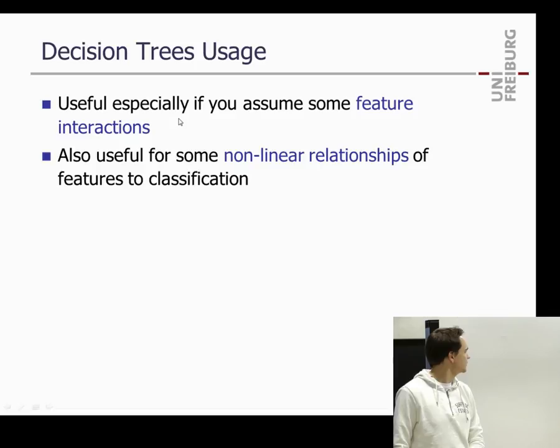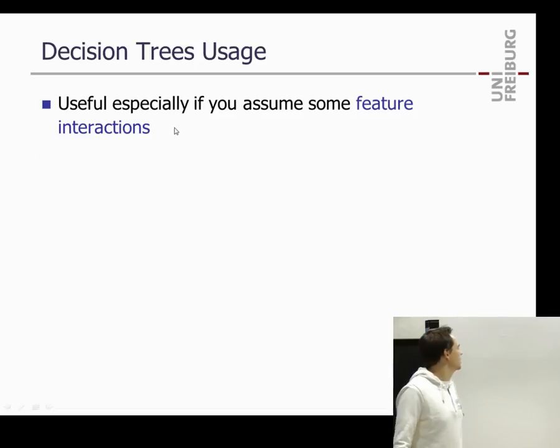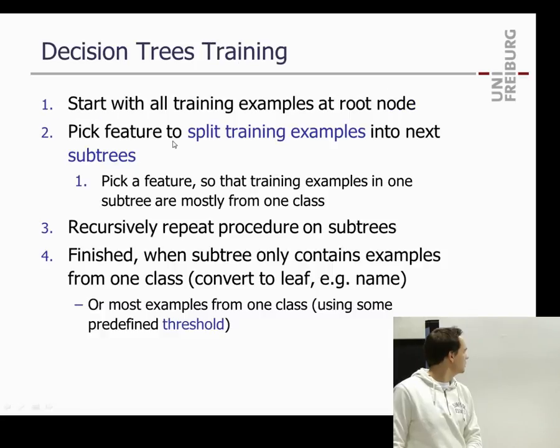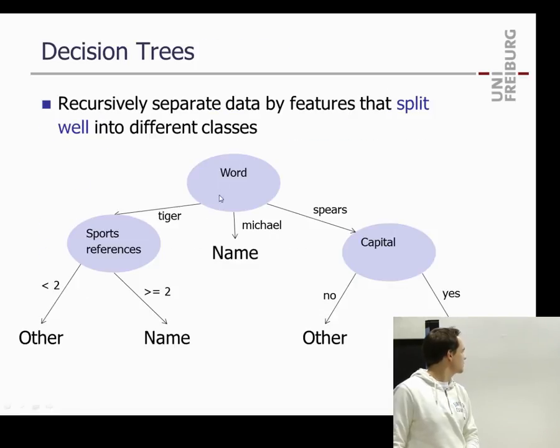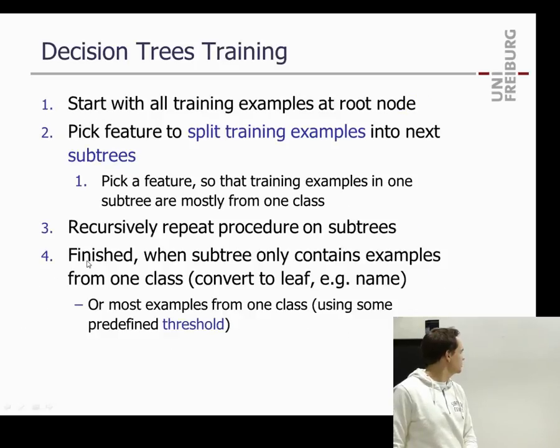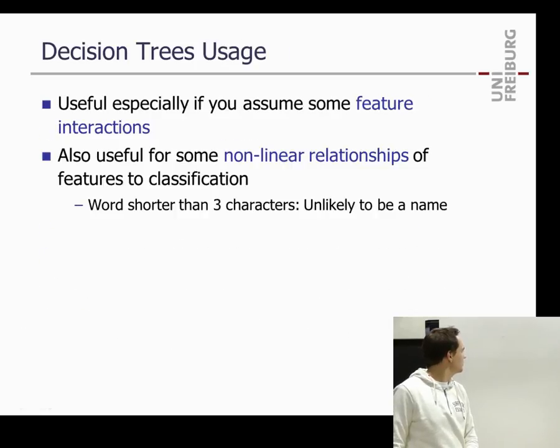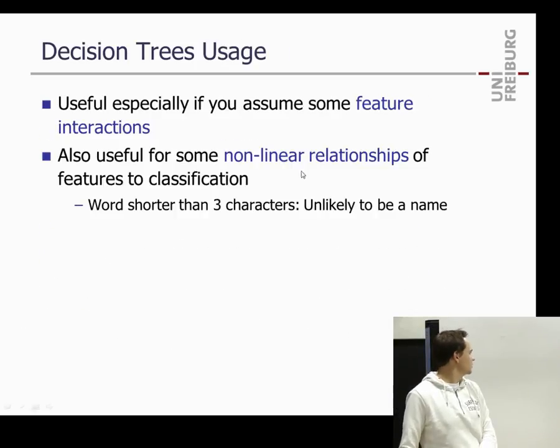It's useful especially if you assume some feature interactions. So if you have something like this, when it's tiger, it could be a name, but if there are fewer sports references, then it's not. If you have these kinds of interactions between the features, then it can be quite useful. And also if you have some non-linear relationship, if it's not like it goes up, then it's a name, it goes down, then it's not a name.